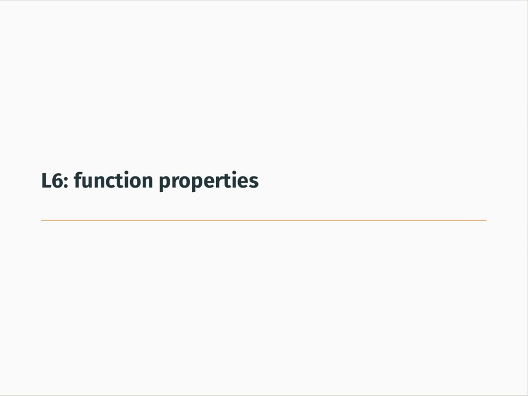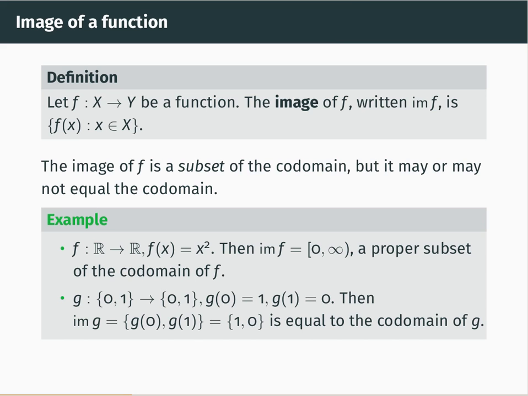In the last video we learned what a function was, and now we're going to look at some properties which a function may or may not have. First of all, I need to talk about a definition, which is that of the image of a function.